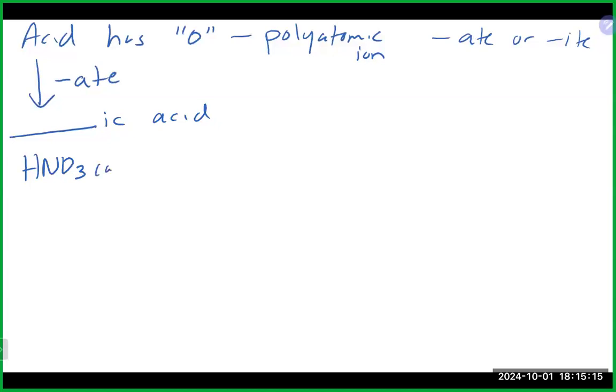HNO3, NO3 is our anion, which is NO3 minus. Again, our cation is H plus. NO3 minus is nitrate, ATE. That means that this is nitric acid. You feel like you ate too much, you feel icky. Good way to remember that. Yes. So that's one way you can do it.